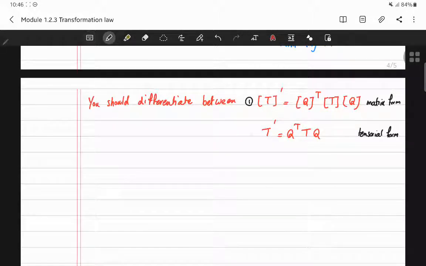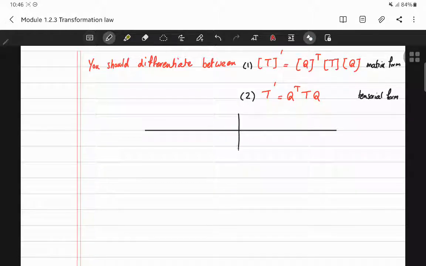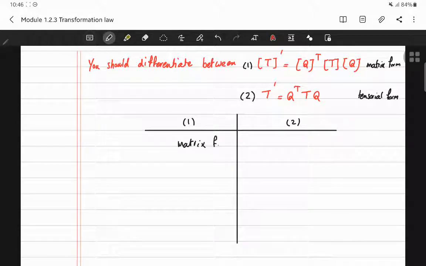We use the first form to calculate the components of T, the tensor T, and the transformed coordinate T prime. We use one to calculate. So maybe it's a good idea to just draw these. All right, so this is form one, this is form two. The first form is the matrix form, while the second one is the tensorial form.